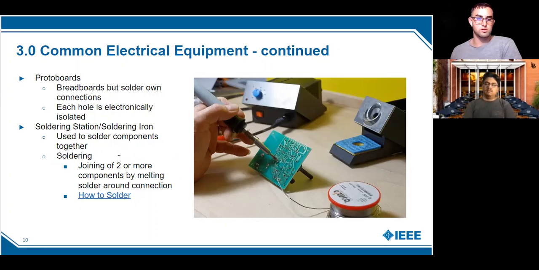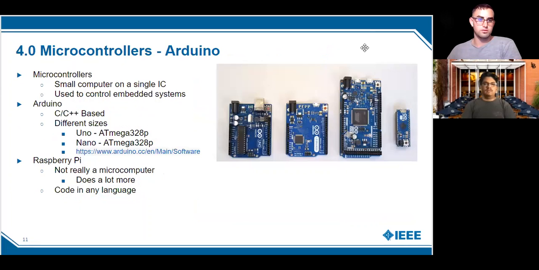So yeah, you use a soldering iron to solder the components together. This would be an alternative to crimping the two components together, and it offers a better connection for the current to pass through. It's going to last longer. And I have a link right here to a soldering tutorial that I'll go ahead and post later along with the video. So next we have microcontrollers.